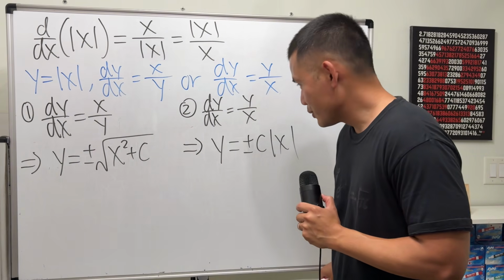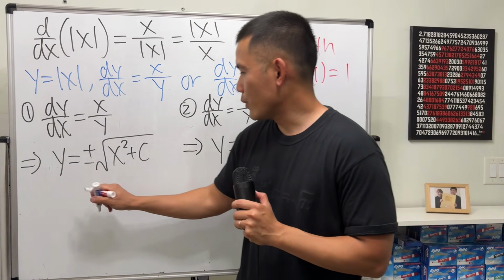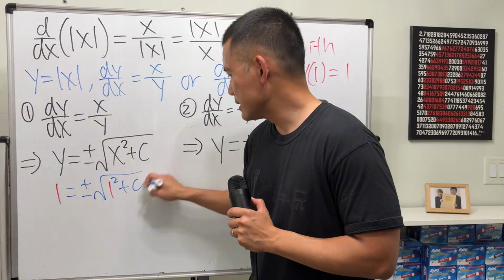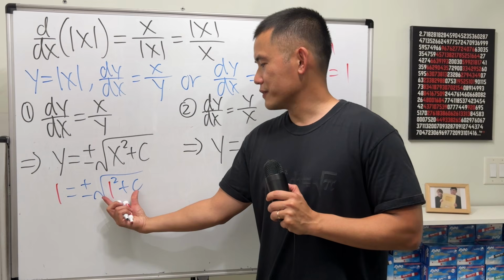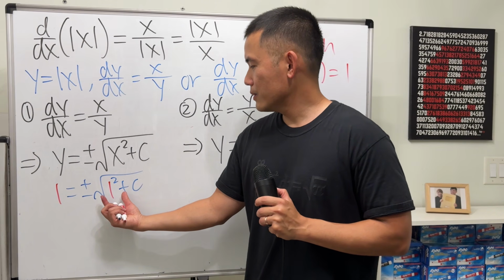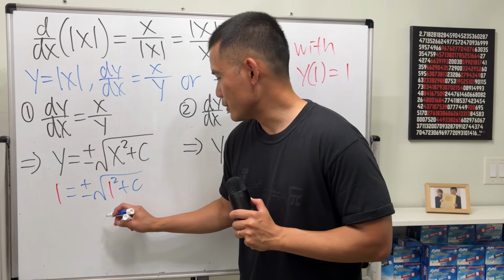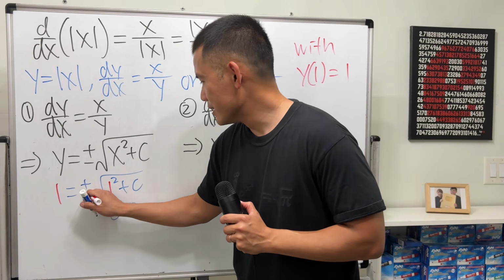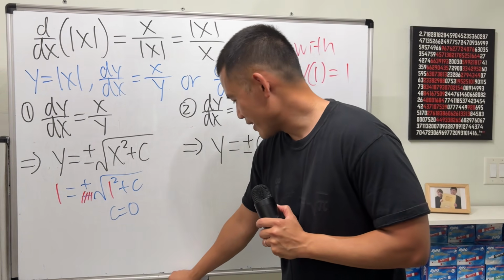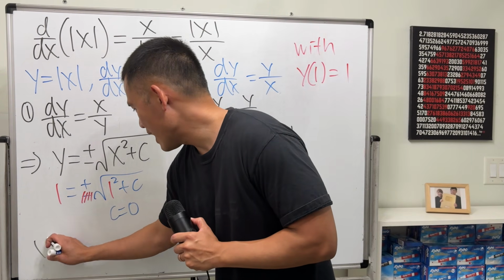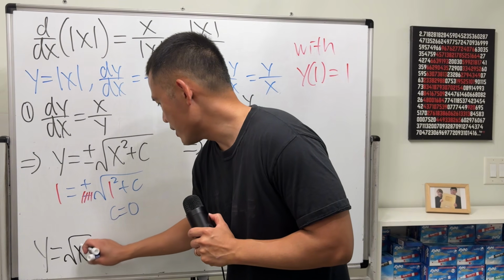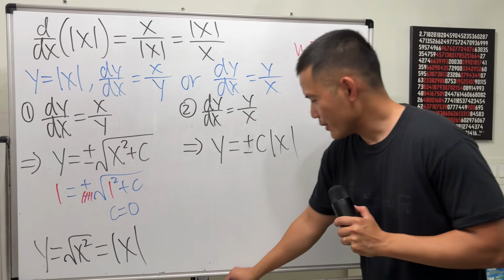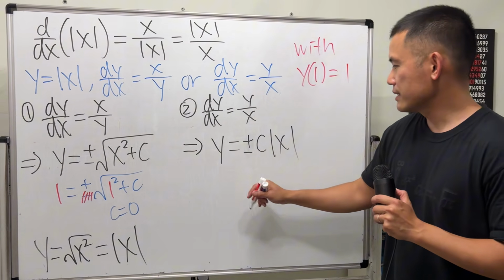If we have that initial condition, when x is 1, y is 1, we get this, plus or minus square root of 1 squared plus c. So square root of 1 plus c, well, in order for this to be 1, c has to be 0. And then we also have to make sure we just get a positive, right? So just get rid of that. So as you can see right here, we end up with y equals just square root of x squared, which is absolute value of x.